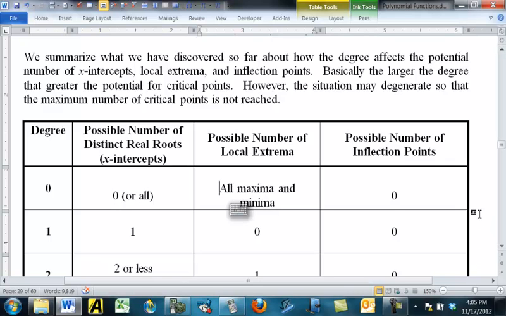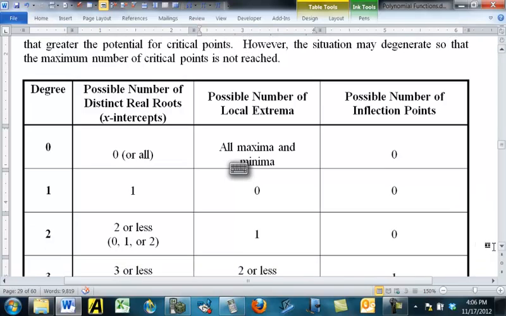When you've got degree 1, that's linear. It has one distinct real root, no extrema at all, and no inflection points. When you get to degree 2, you have 2 or fewer distinct real roots, or x-intercepts. It could cross the x-axis 0, 1, or 2 times. It must have exactly one local extremum at the vertex, and absolutely no inflection points.